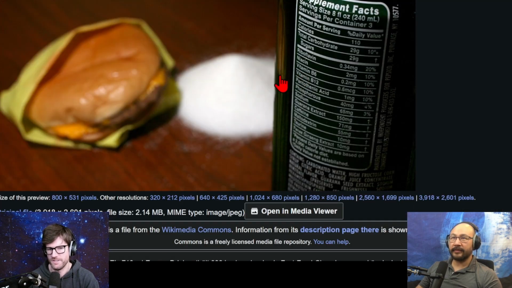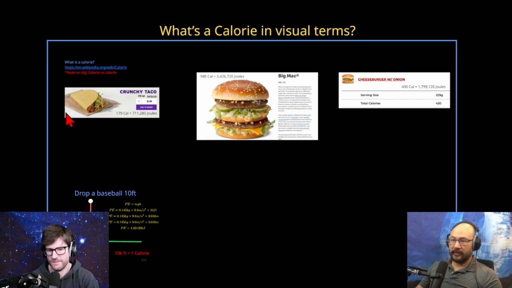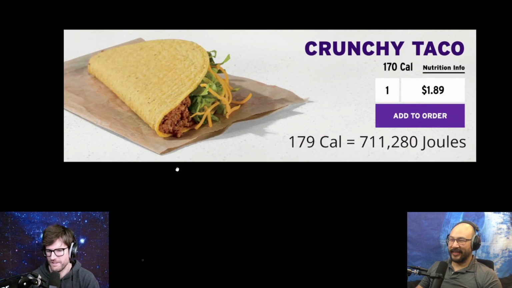Okay, so let's check the first one. What did we do first? Crunchy taco? A taco from Taco Bell is 179 kilocalories, which is 711,000 joules. Multiply by 4, multiply by 1,000. An annoyingly large number, but I guess you get used to it. Or you call it 711 kJ. KJ. Hey, KJ.